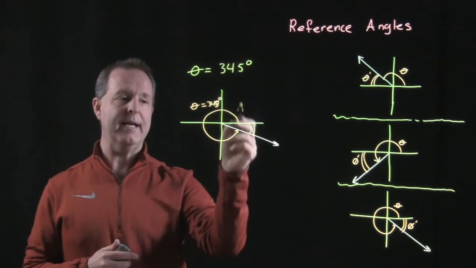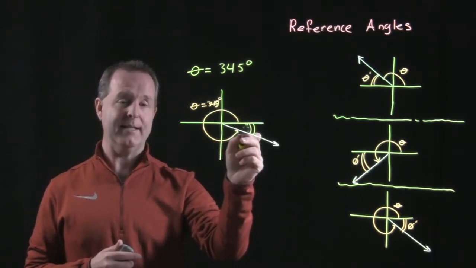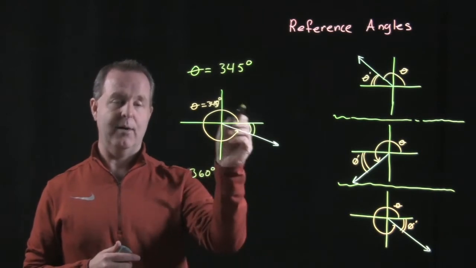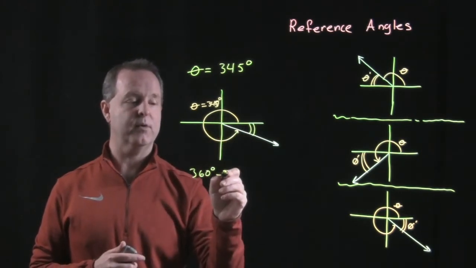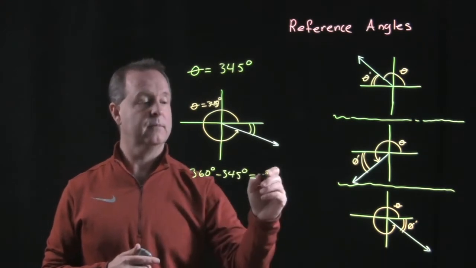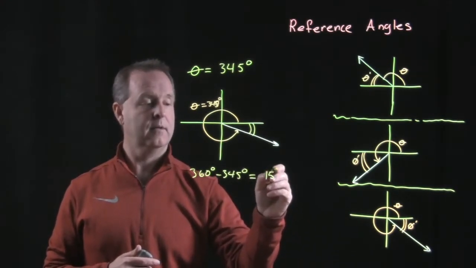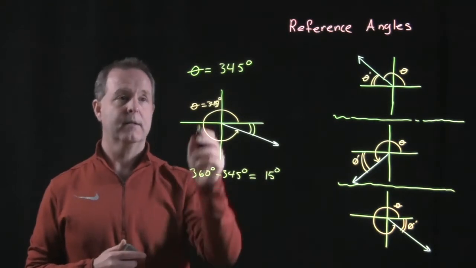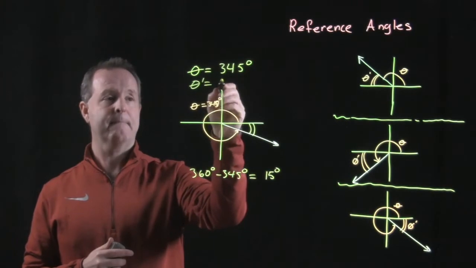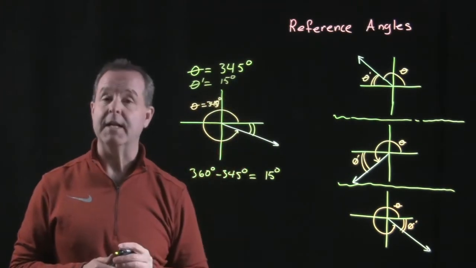Reference angle in this particular case: I know if it went all the way past and all the way back in, that would be a full 360 degrees. I want to subtract from that the sweep, which was 345 degrees. So my reference angle, my theta prime, would be 15 degrees. So angle is 345 degrees. Theta prime is 15 degrees.